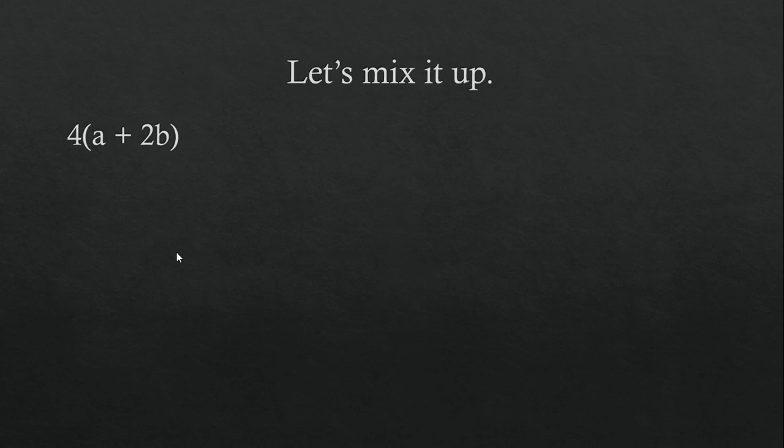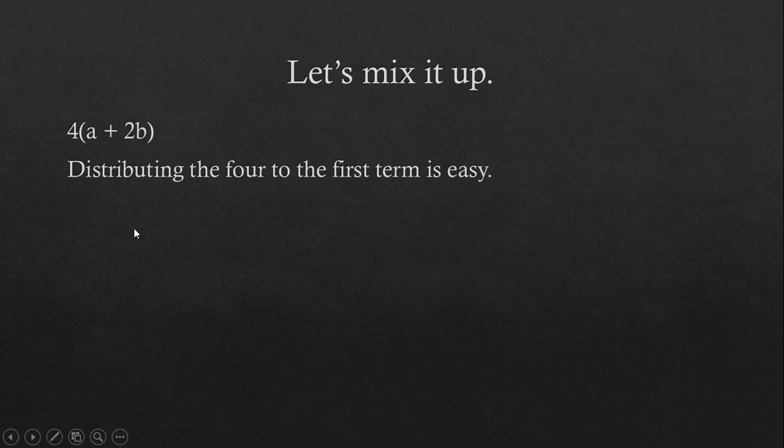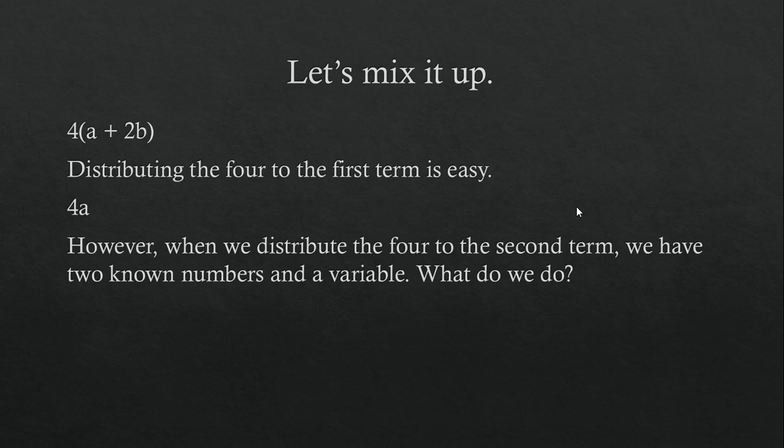Here we're going to mix it up. We have variables and regular old numbers. So what happens here? We can multiply the 4 times the a and the 4 times the 2b. Distributing the 4 to the first term is easy because we can't do anything, it's just going to be 4a. Distributing the 4 to the 2b is a little bit more tricky, but not much, because all we can do is multiply the regular old number 4 times the regular old number 2, and the b just tags along, just goes along for the ride.